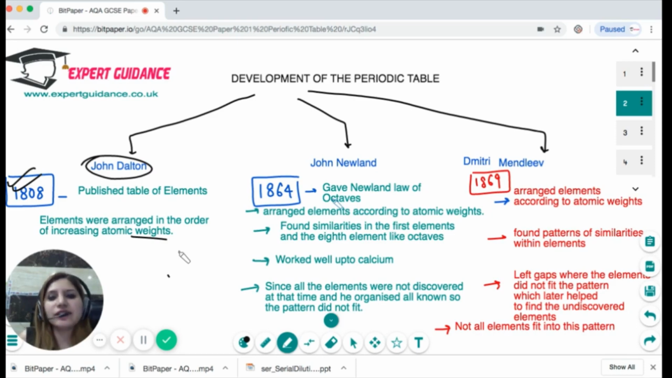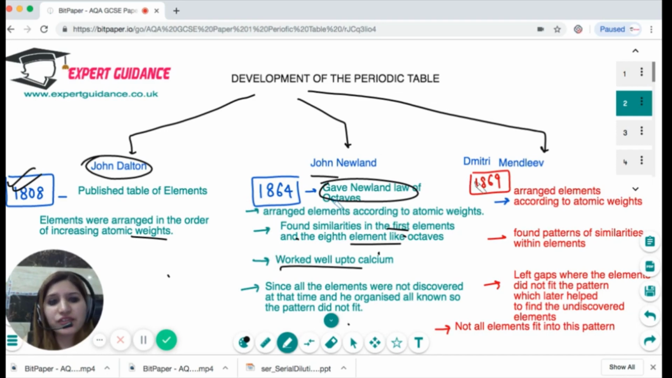Then in 1864 came another scientist called John Newlands, and he gave the Newlands law of octaves. In that, he arranged the elements according to their atomic weights, and what he found was that there was a similarity in the first element and the 8th element, like the octaves. His idea was okay as it worked well up to calcium, but the majority of the elements were not discovered at that time. So his idea of the first and the eighth similarity did not fit with all the elements. So that was also rejected.